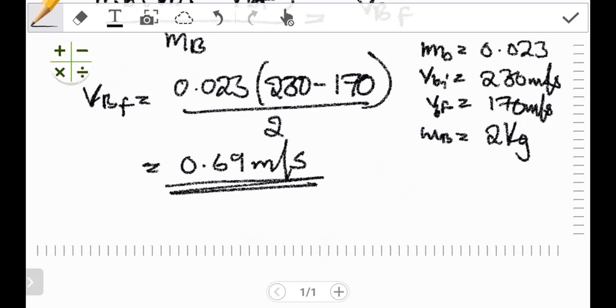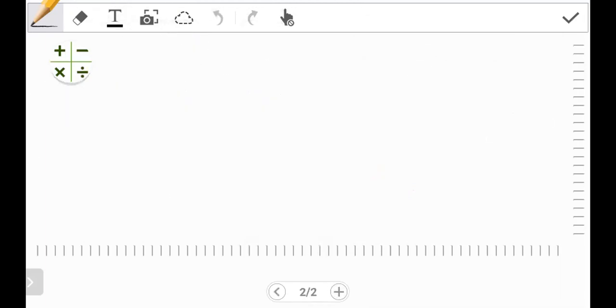All right, now we can move to the second question. If you recall, the second question is talking about a 75 kg ice skater moving at 10 meters per second who crashes into a stationary skater of equal mass.